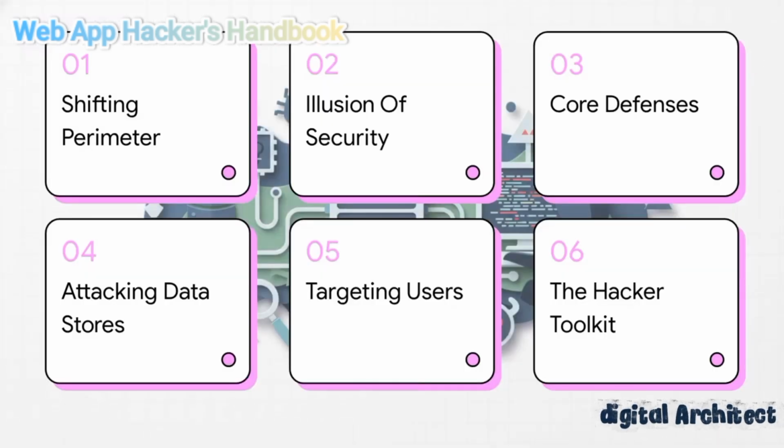To really wrap our heads around this, we're structuring this explainer directly through the methodology and journey of an actual hacker. We'll be looking at 1. The shifting security perimeter, 2. The illusion of security, 3. Core defense mechanisms, 4. Attacking the data store, 5. Targeting users with XSS, and finally, 6. The hacker toolkit. Let's get moving.